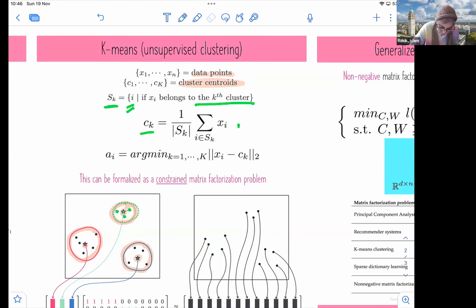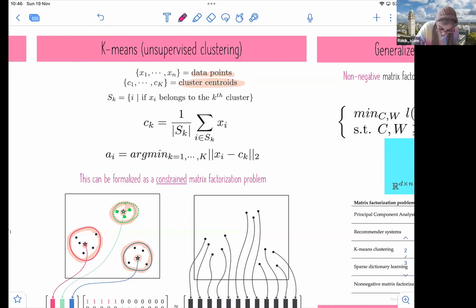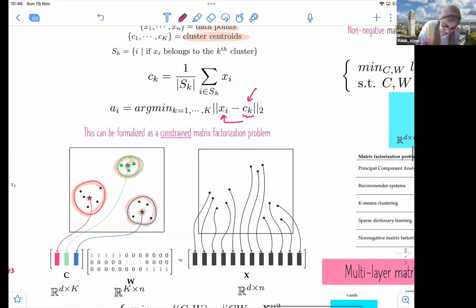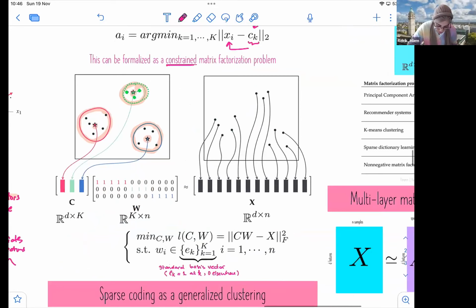And now if we move forward, we can formalize this as a minimization problem. So what we want is to identify the C_K, so we're optimizing over these. We want to identify the points that minimize the distance to all points belonging to that cluster. So this can be formalized as a constrained matrix factorization problem. So let's see what the constraint is here.